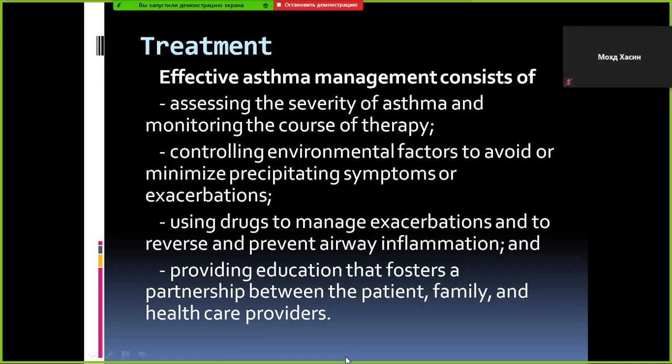Treatment. So treatment starts with assessing the severity of bronchial asthma and monitoring the course of therapy. Then we must control environmental factors to avoid or minimize precipitating symptoms of exacerbations, and use drugs to manage exacerbations and to reverse and prevent airway inflammation, and provide education that fosters a partnership between the patient, family, and healthcare providers.